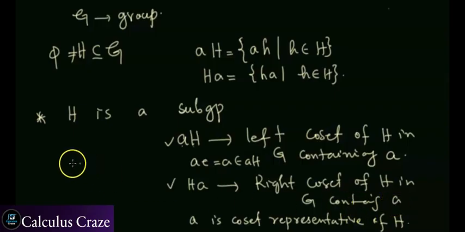And what does this show? AH represents the number of elements inside H, and HA also denotes the number of elements inside H. So you take the order of AH or HA. So let's move ahead. Let's take an example.